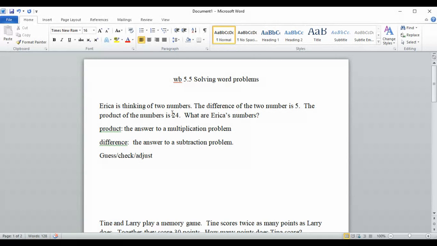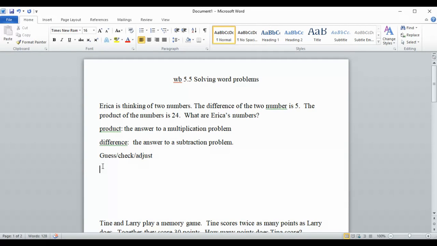And we know that the two numbers she's thinking of, the product is going to be 24 and the difference is going to be 5. So I like the strategy. I like to call the strategy I'm going to use guess, check, and then adjust. So basically what I like to do, I'm going to start with the product. So I'm going to think of two numbers that you can multiply together that equal 24.